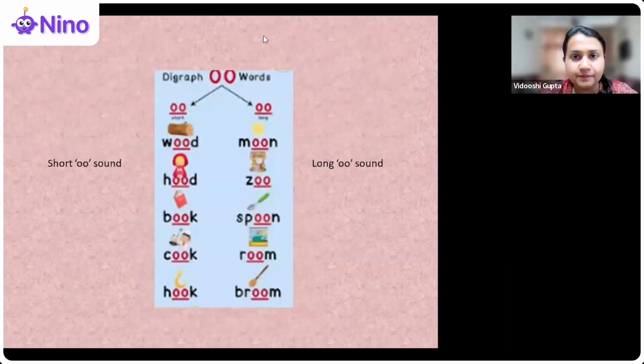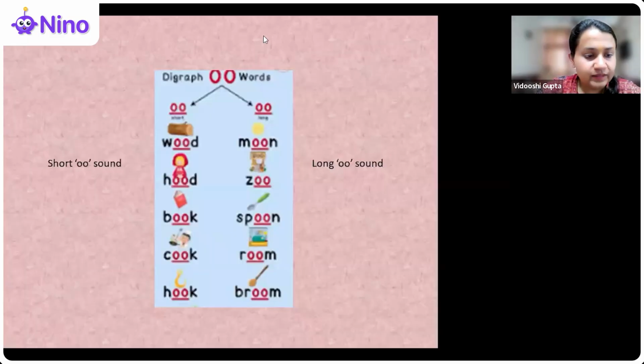Now next is U. As I told you in the beginning, U can be two O's coming together. Two O's coming together making the U sound. Now U can be the short U or the long U. So now let's understand both of them. When we say the short oo sound, examples can be wood.